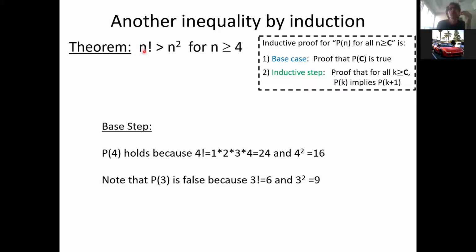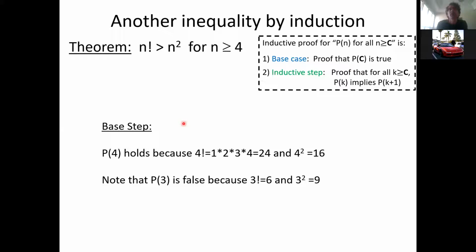Okay, so what do we have? That 4 factorial is greater than 4 squared. So let's test. 4 factorial is 1 times 2 times 3 times 4, which is 6 times 4, 24. 4 squared is 16, and it's true, right? 24 is larger than 16. Why did I start at 4? Because for 3 it is not true. 3 factorial is 6, 3 squared is 9. So this is just false for n equal to 3. Let's see that it's true for all n greater. How do we see that? Well, we have to prove this.